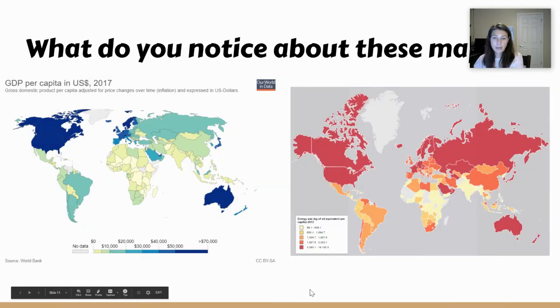So again, pause the video and draw some conclusions. This map over here talks about the richest countries. The darker the blue, the more wealthy the country, the lighter, the less wealthy the country. Here you're looking at energy use of oil. The darker the color red, the more energy that's being used, and of course the lighter colors, the less energy that's being used. So go ahead and pause the video and draw some conclusions. What correlations can you make when you look at these two maps?